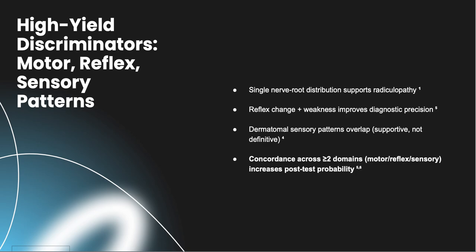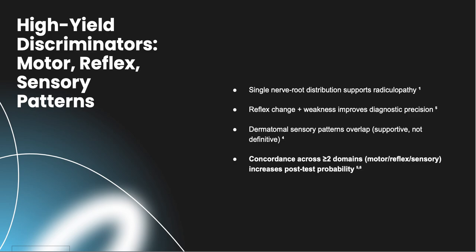At this point, we refine probability through pattern agreement. Pain distribution alone is insufficient. Radicular pain can occur without an objective deficit. Diagnostic accuracy improves when findings localize to a single root and deficits are present across more than one neurological domain.